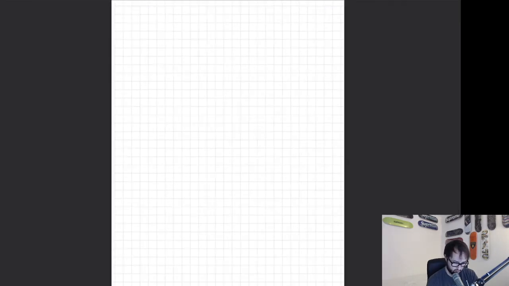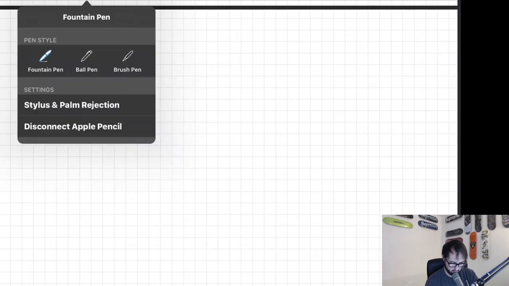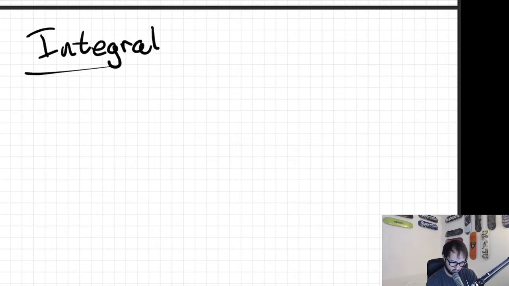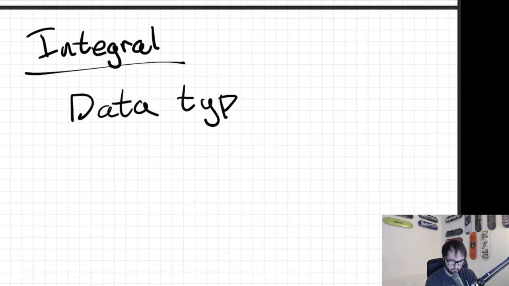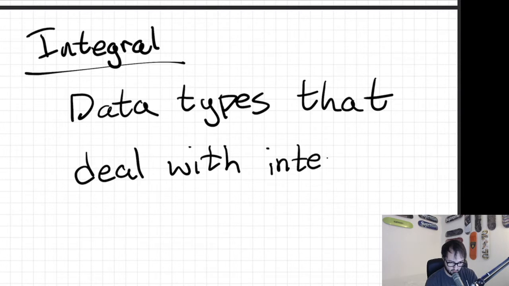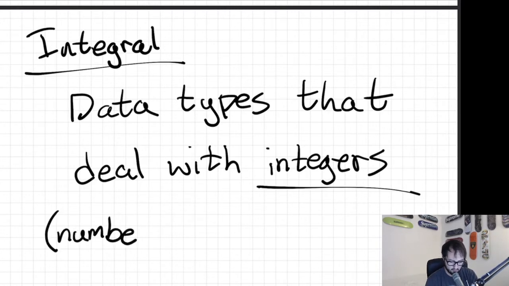So, integral data types are going to be data types that deal with integers. And what are integers? Those are going to be numbers without a decimal.